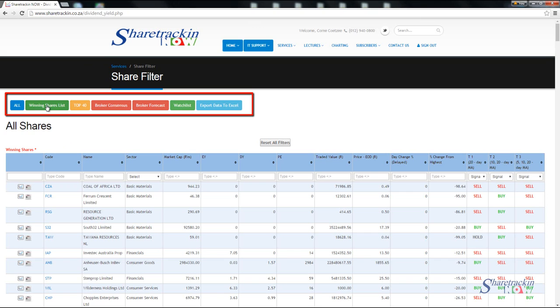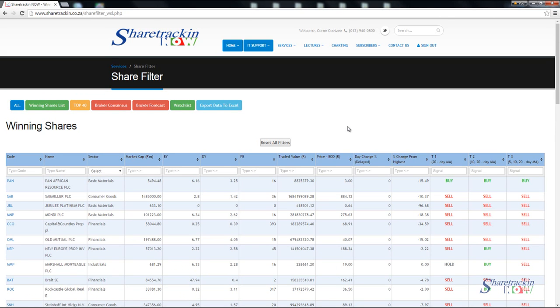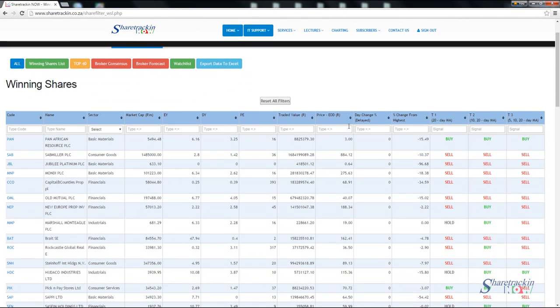Now if I click on winning shares list, this is the top 100 shares that Share Tracking recommends. We will never recommend more than 100, but these are the shares that we feel have the potential for future growth. So out of the top 400 shares, you have the ability to come and filter with your set of preferences that you have. You can come and filter for the shares that you want to look at. So the winning shares list comprises no more than 100 shares.